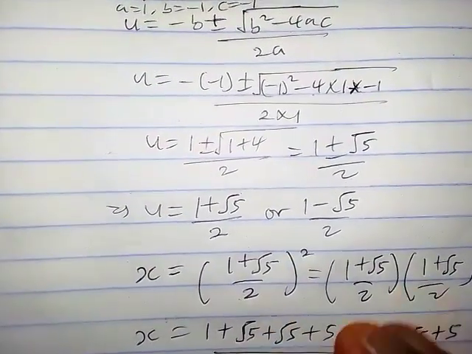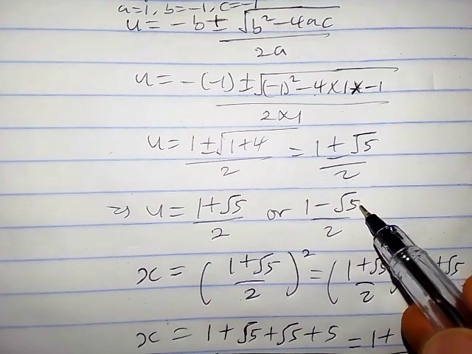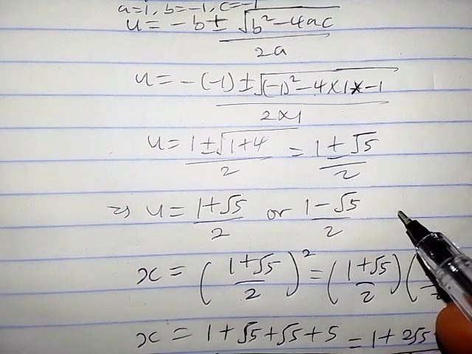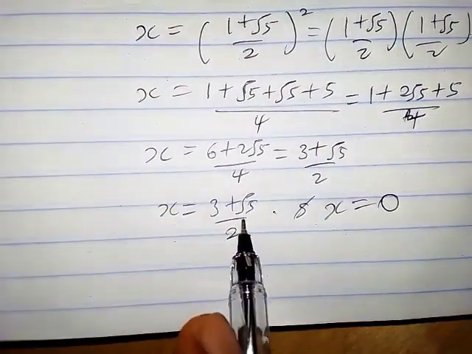For the other case, we are going to ignore it because (1 minus root 5) over 2 gives a negative result. So we are going to ignore it. So the only values of x are x equals (3 plus root 5) over 2 and x equals 0.